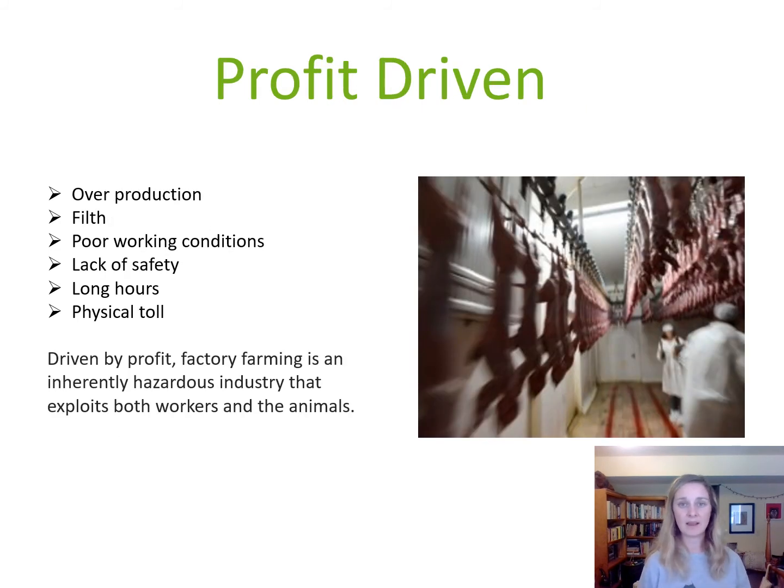As I said before, this is a profit-driven industry. It's all about production and putting out big numbers and big profits. This has obvious large impacts on the animals that are being killed, but it has huge impacts on the humans that are just doing their jobs trying to support their families. There's bad working conditions. There's a huge lack of safety, because they're operating large tools and machinery that can really harm a person if they aren't used properly.